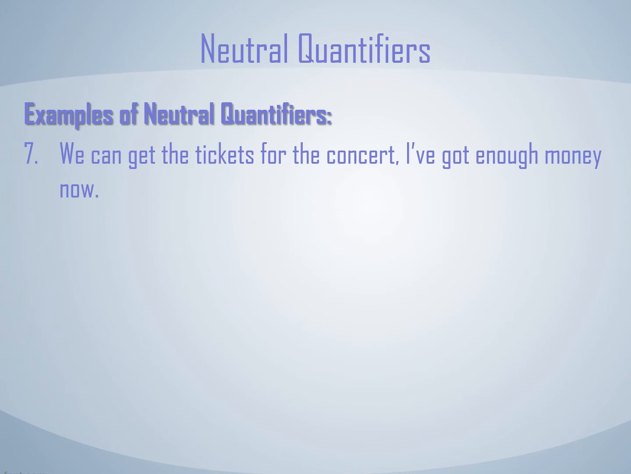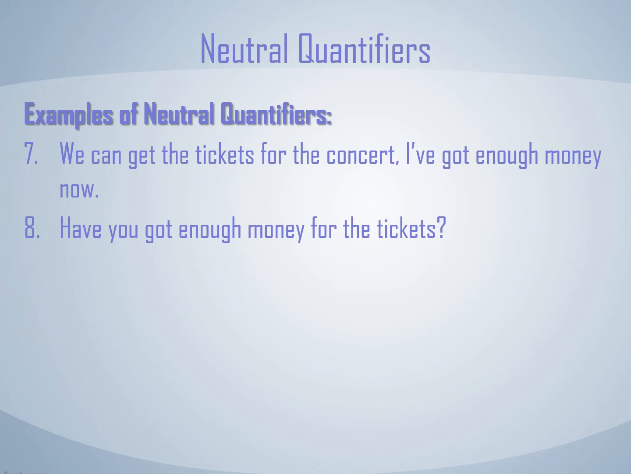We can get the tickets for the concert. I have got enough money. Enough money means a lot of money. Now, have you got enough money for the tickets? This is an interrogative sentence, and I have used enough as it is. I haven't got enough money for the tickets. This is a negative sentence, and you can see that I have used enough in the negative sentence too.